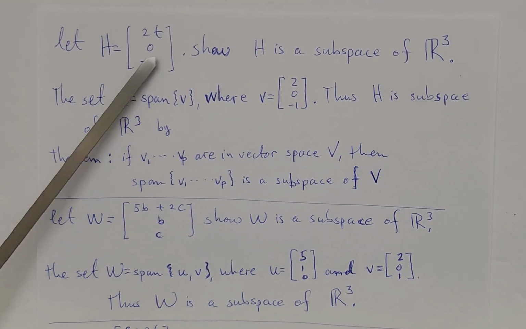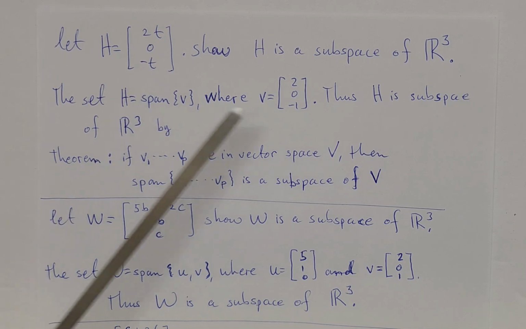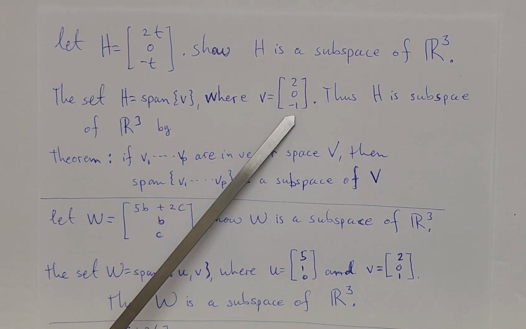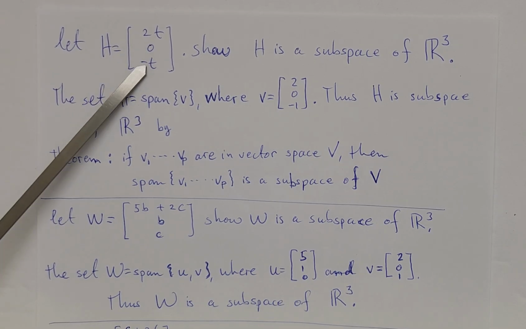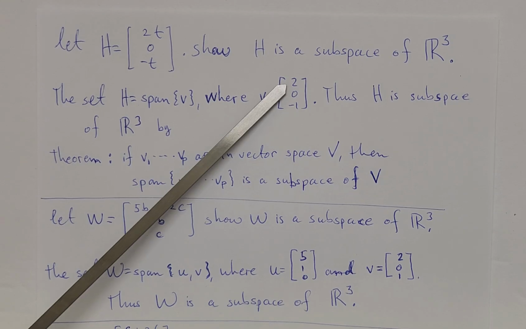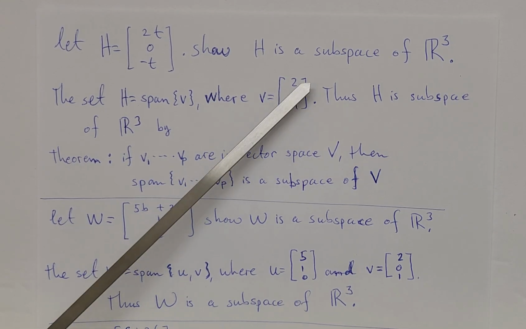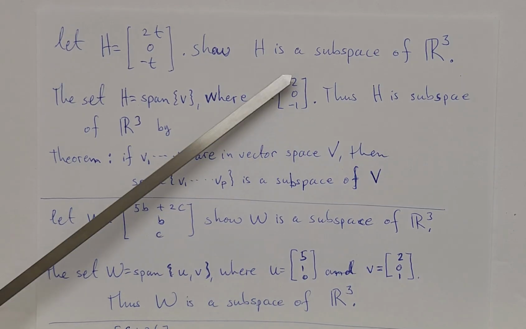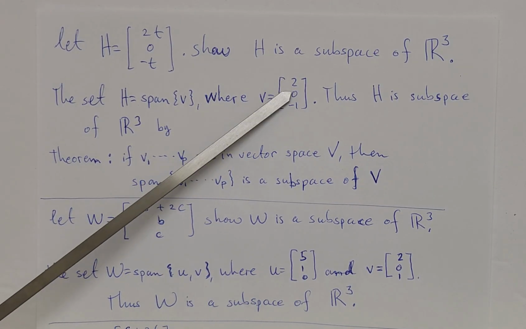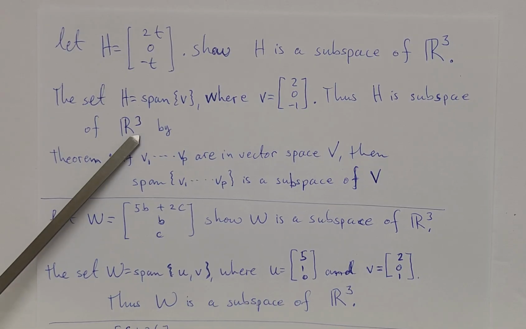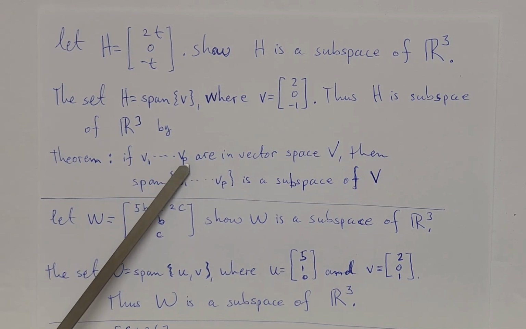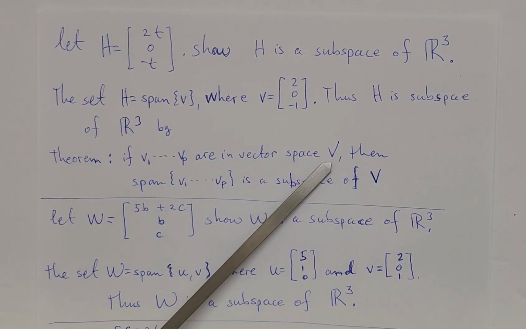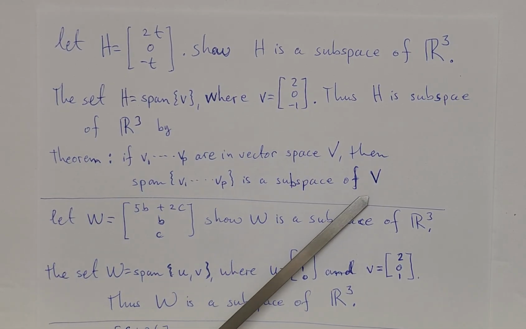Now, we are going to rewrite this vector into another vector without the variable t. As you can see, 2t, 0, negative t, we can rewrite it as 2, 0, negative 1 without the t. And since there are 3 terms or 3 elements, it is in R3. Based on the theorem, if we have multiple vectors from v1 to v infinity, whatever they are, and it is a vector space of v, then it is a subspace of v.